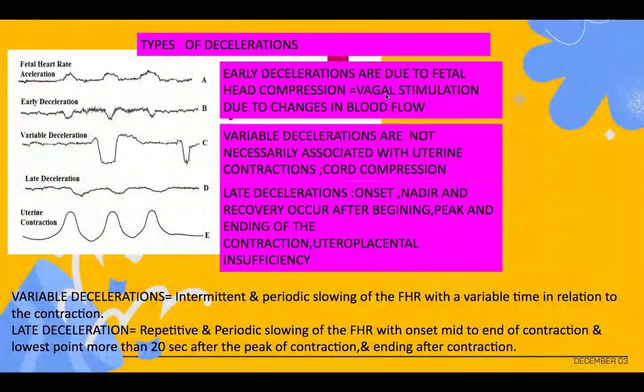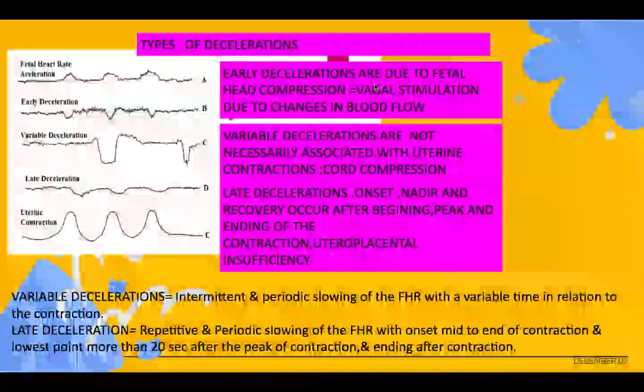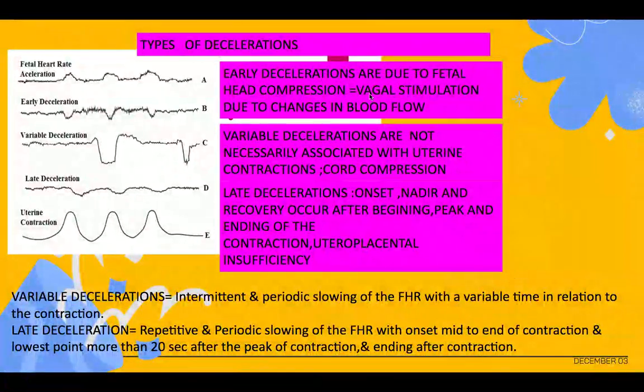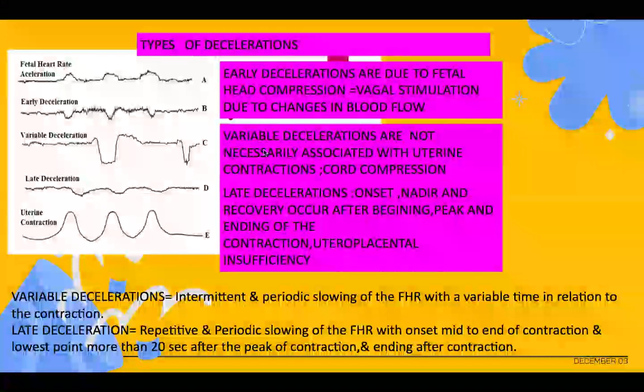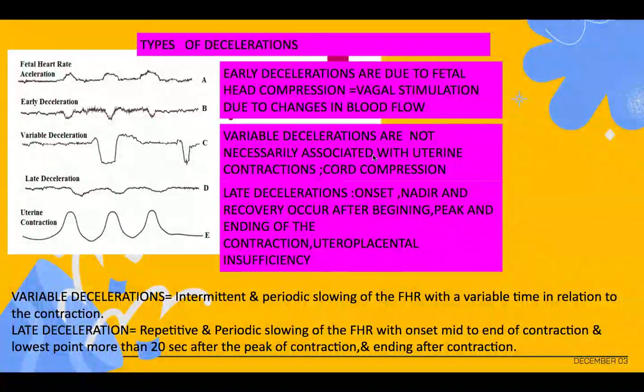Early decelerations are usually due to head compression. And what happens after the head compression? When the head is compressed, there is a vagal stimulation due to change in the blood flow, which leads to the early deceleration, right? And then comes the variable deceleration. Variable decelerations are not necessarily associated with the uterine contraction.